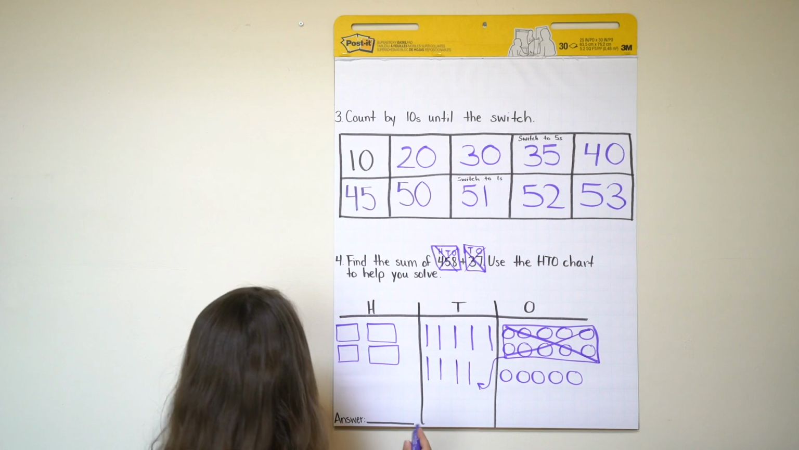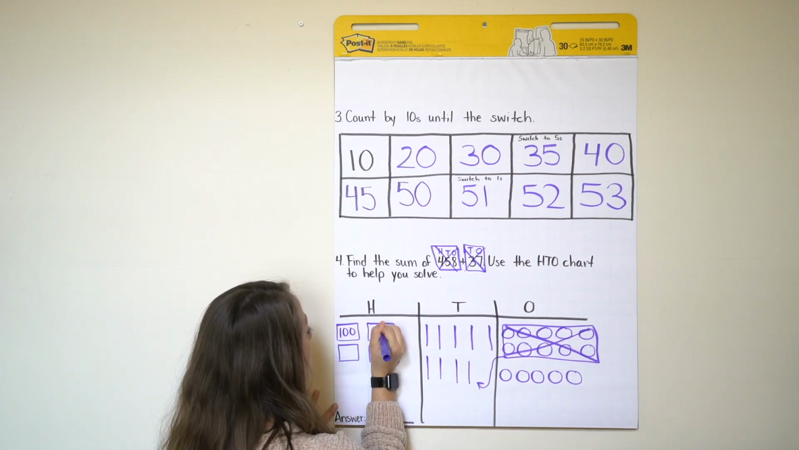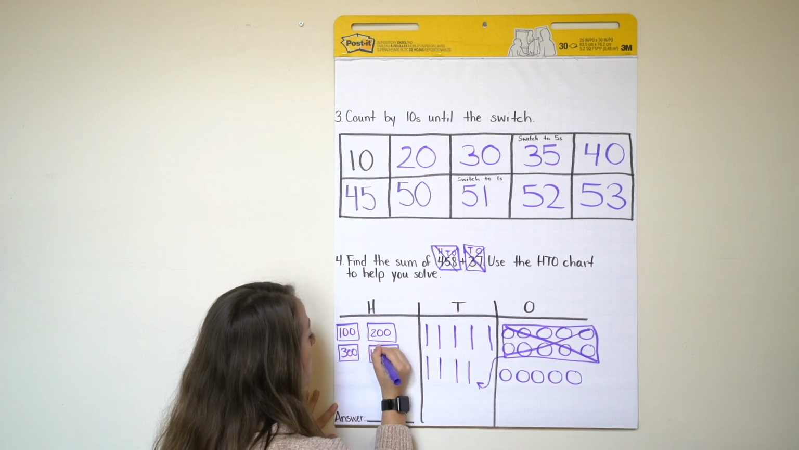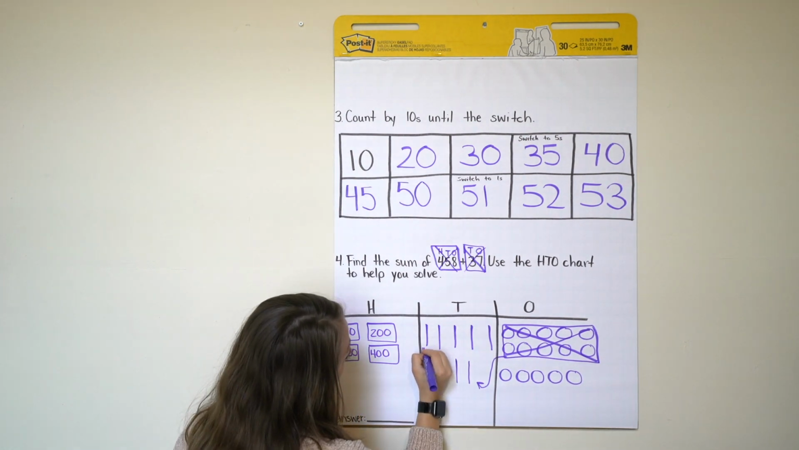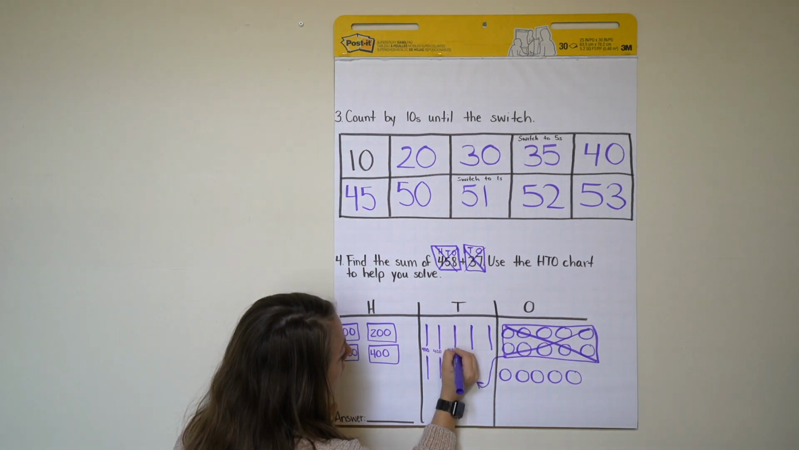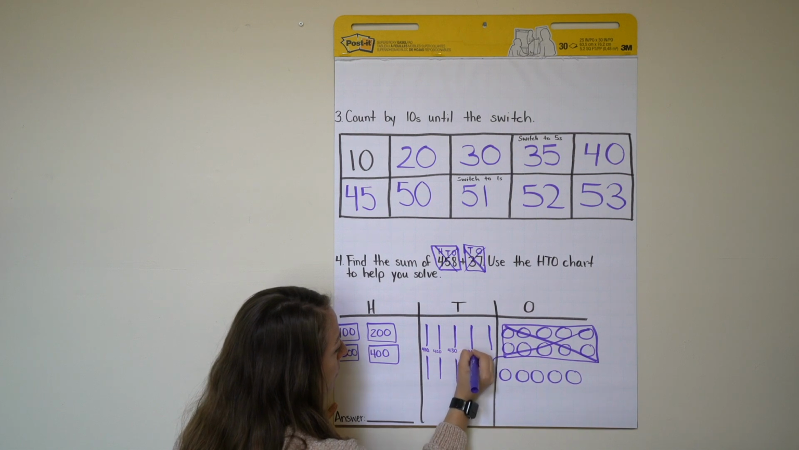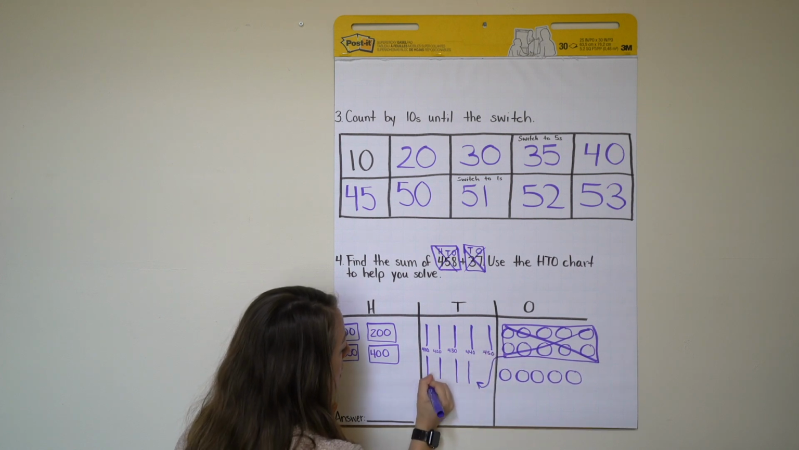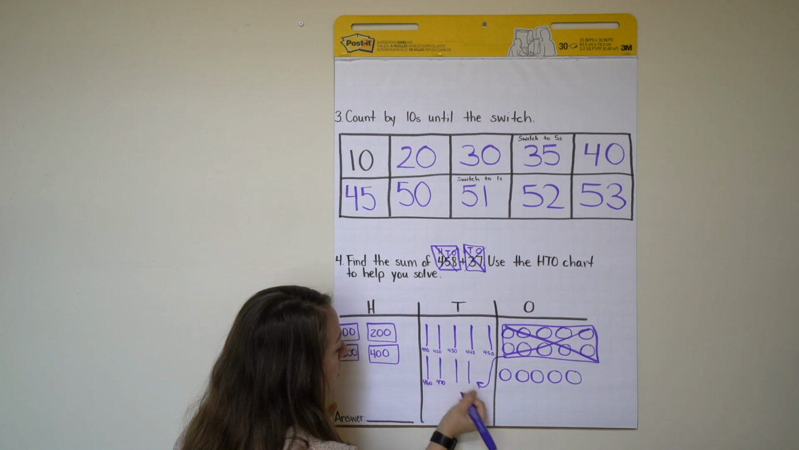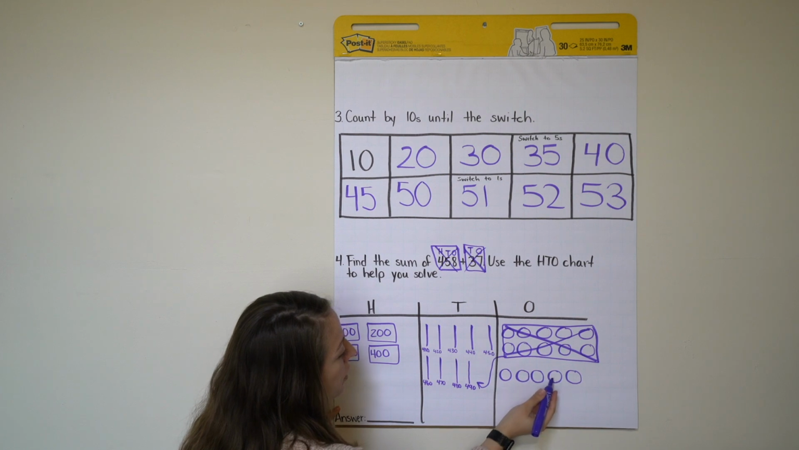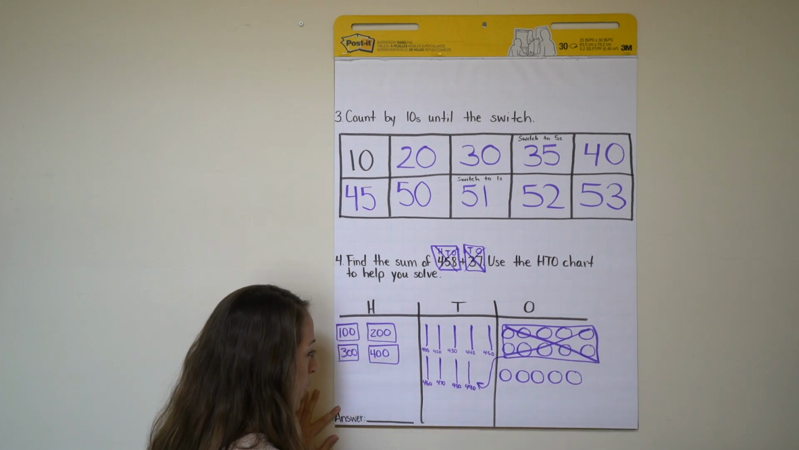All right, I'm going to start labeling. 100, 200, 300, 400, 410, 420, 430, 440, 450, 460, 470, 480, 490, and we have 1, 2, 3, 4, 5 ones here, so let's add that to the 490.